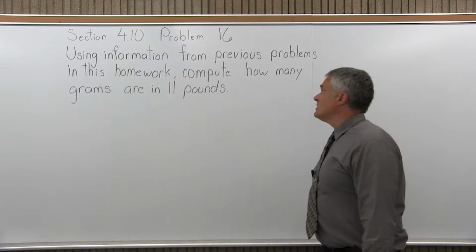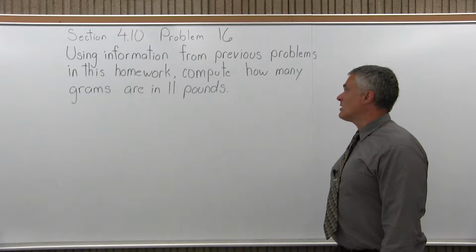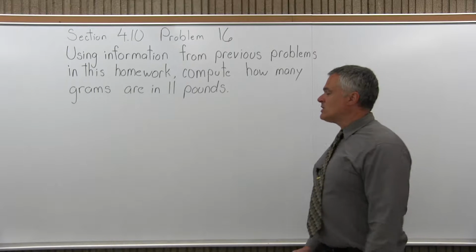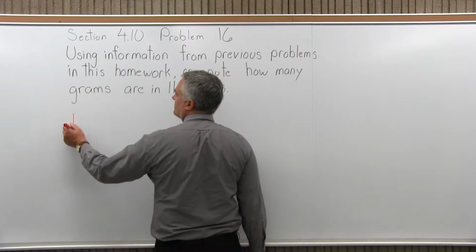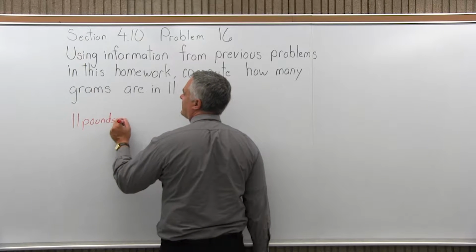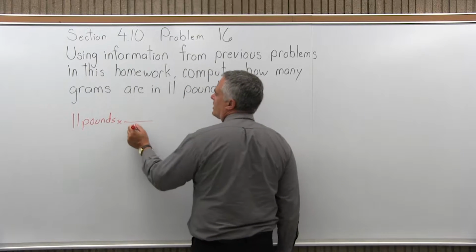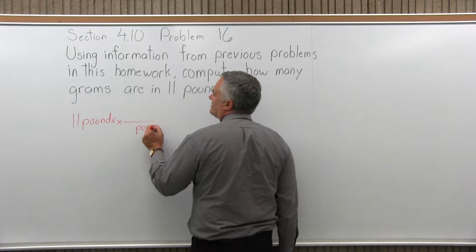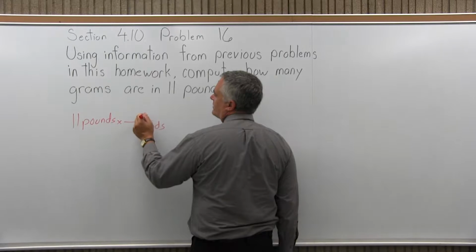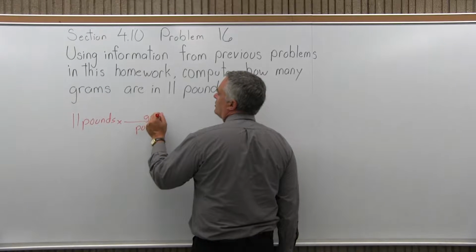It says, using information from previous problems in this homework, compute how many grams are in 11 pounds. So when we do something like this, what you want to do is start with the given information. We have 11 pounds, and you want to multiply that times some unusual sort of a number 1, so that you will have pounds in the denominator and whatever you want in the numerator. So we want grams in the numerator.